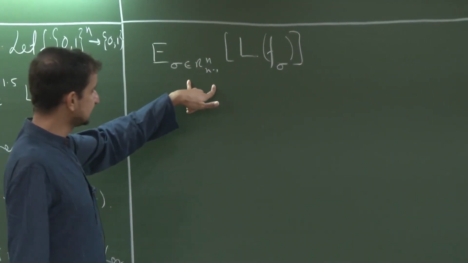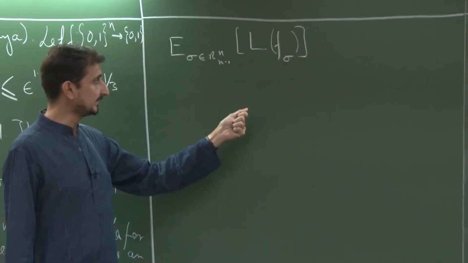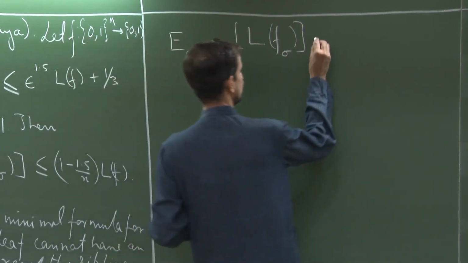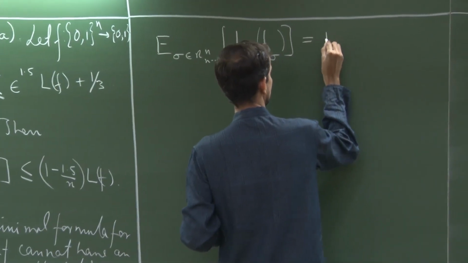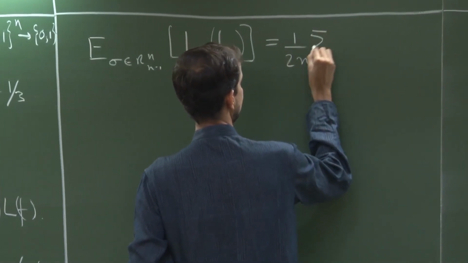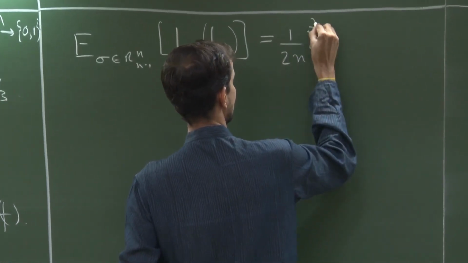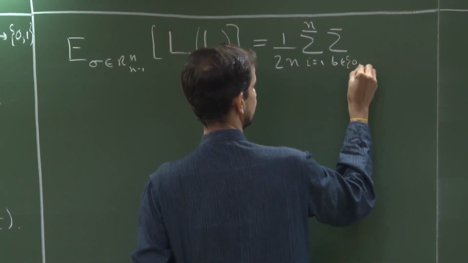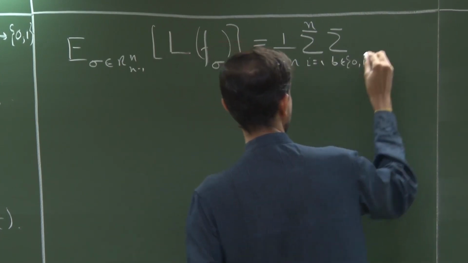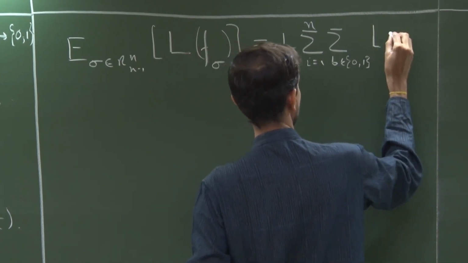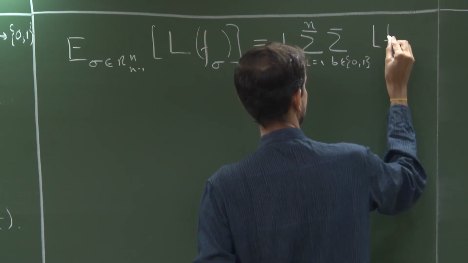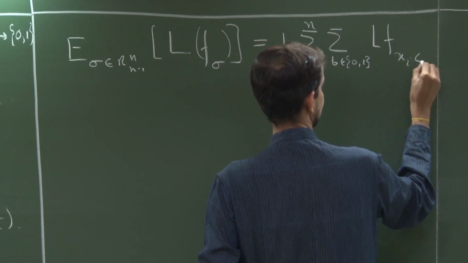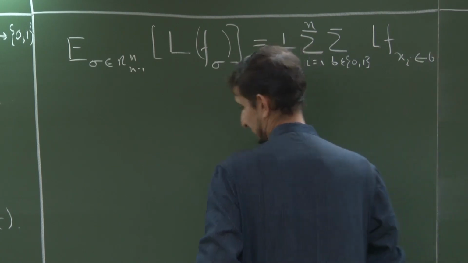What this means is that the expectation is over some variable, and each variable can take a value 0 or 1. So basically I can write this as 1 over 2n, the sum over i going from 1 to n, the sum over b taking a value either 0 or 1, of L of f restricted so that the variable xi takes the value b. This is just a notation that I am using.